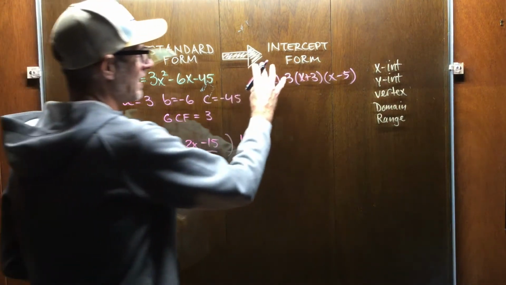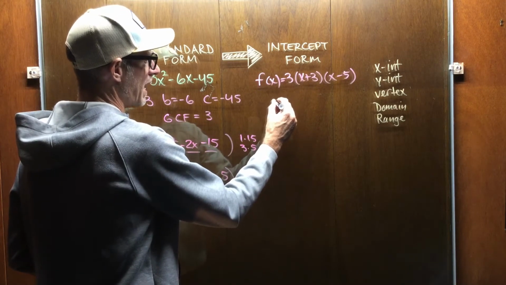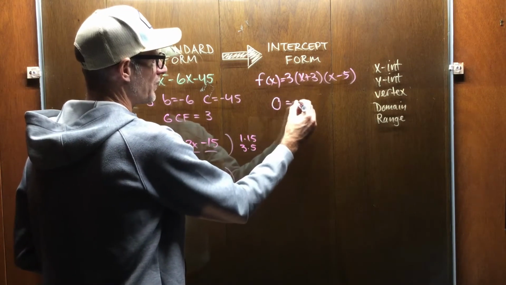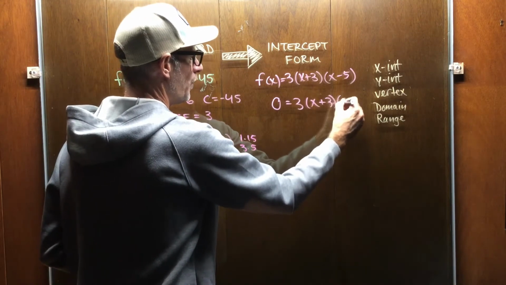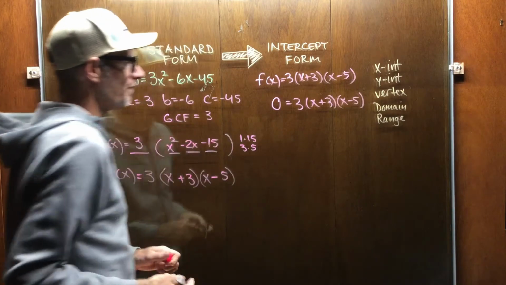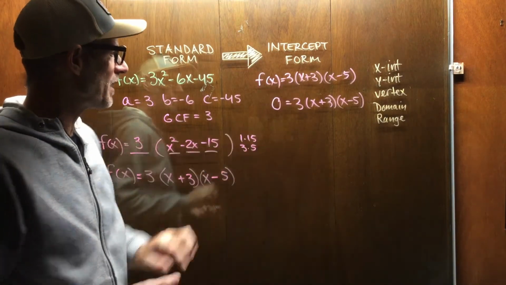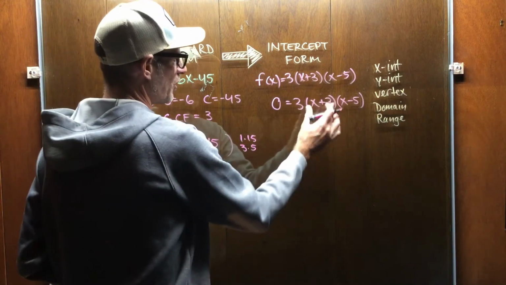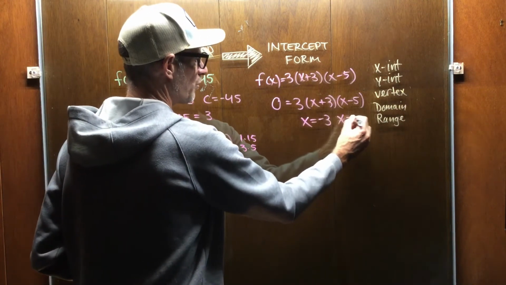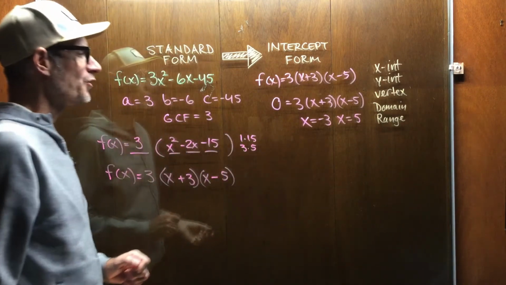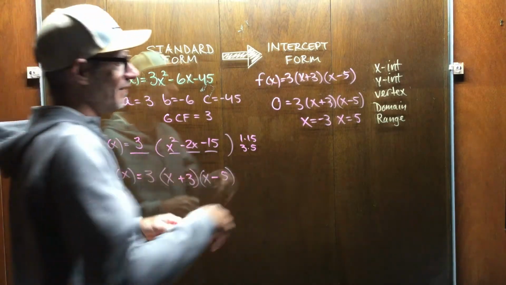I know that if I take the intercept form equation and I say to myself, okay, I want y to equal 0, and I want to find all of the x values when y is 0. We don't have a variable in front of our parentheses, so we don't have to worry about that. But I do know by the zero product property that x will be negative 3 or x will be positive 5. So my x-intercepts are negative 3 and 5.